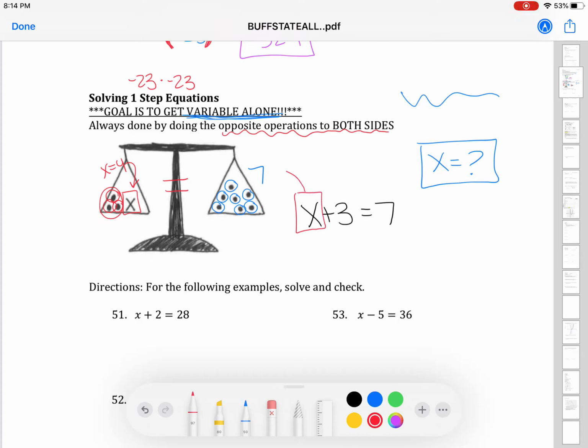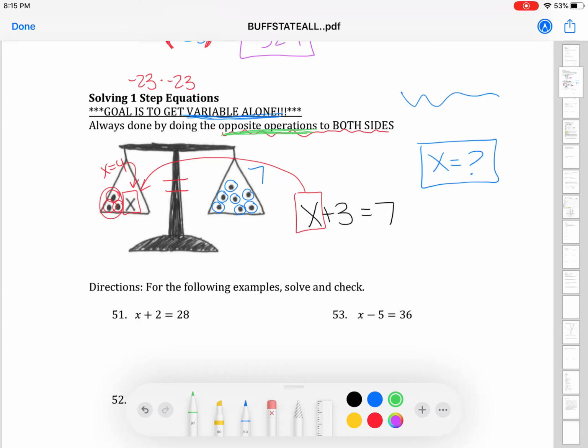What this equation would look like would be x plus 3 equals 7. So that x value that's in the problem or on the scale, plus the 3 dots that are already there, should be equal to the right side, which had 7 dots.